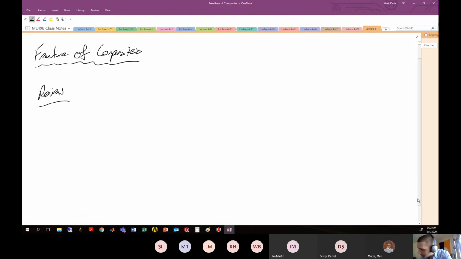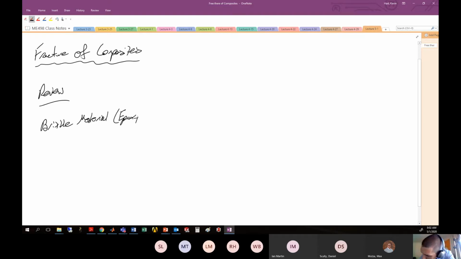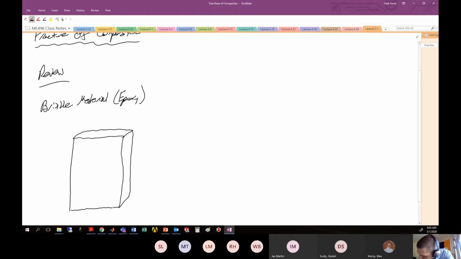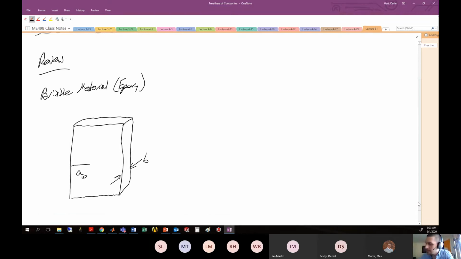if we have a solid brittle material, let's say like an epoxy, so we haven't really even gotten to composites yet, and that material is just kind of like this rectangular prism here. It's got width into the page of B. And it's got some original crack length, which we call A0. And we're going to load this up. And we'll say that we're loading this with some load P.